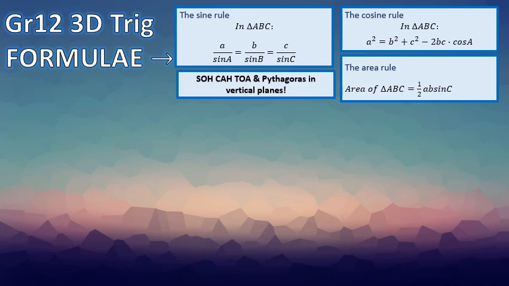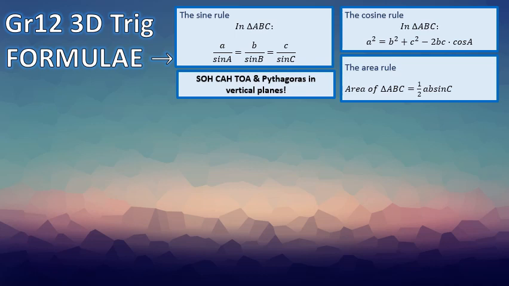So have a look at the 3 rules that you actually already know from grade 11. The sine rule, the cosine rule, and the area rule. Remember that in the sine rule, A over sine A equals B over sine B equals C over sine C. Those ratios can be flipped. You can say sine A over A equals sine B over B equals sine C over C. Also remember that obviously the variables can change depending on the question given.